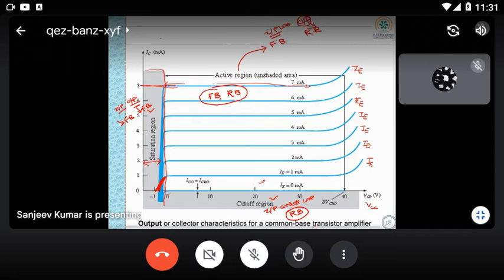Now the other region which is coming is the cutoff region. Here if you are going below this, the device will be in the cutoff region, and you can see IE is equal to 0 milliampere, which is not required. When I am taking the cutoff region, we cannot use this behavior for amplification purpose.